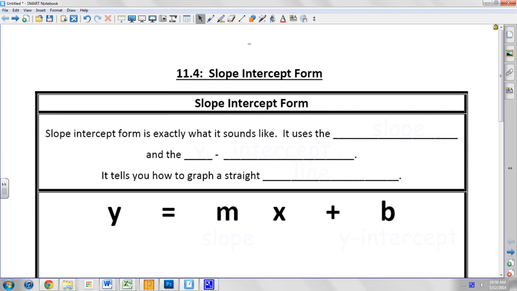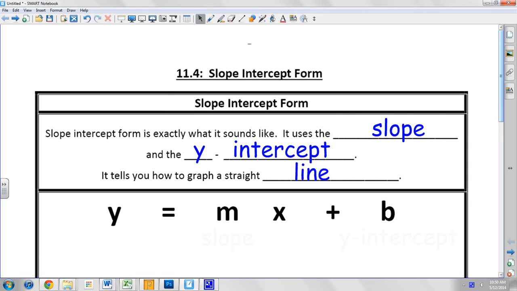Welcome to 11.4. We're talking slope-intercept form. When we talk slope-intercept form, this is the method for graphing a line. It's the format that we can read. It's very simple. Slope-intercept form is exactly what it sounds like. It uses the slope and the y-intercept. It tells us how to graph a straight line.